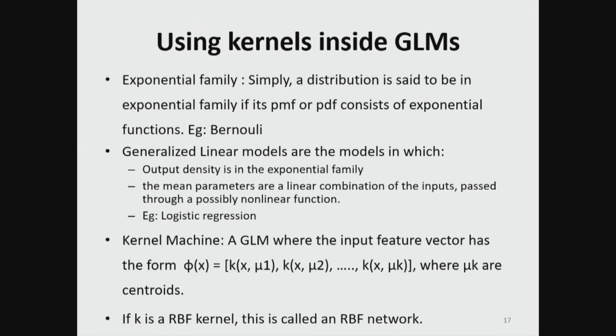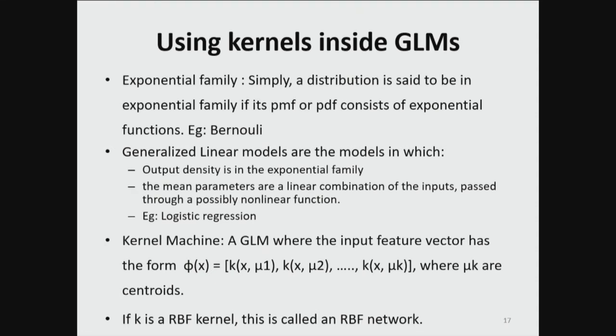Generalized linear models are any statistical or machine learning models whose output density is in the exponential family. That means when we substitute P of x, we need to have some exponential component part of that. Obviously, that will come whenever the PDF or PMF has an exponential, and automatically the output density will be in the exponential family. Second, the mean parameters are a linear combination of the inputs passed through a possibly non-linear function.